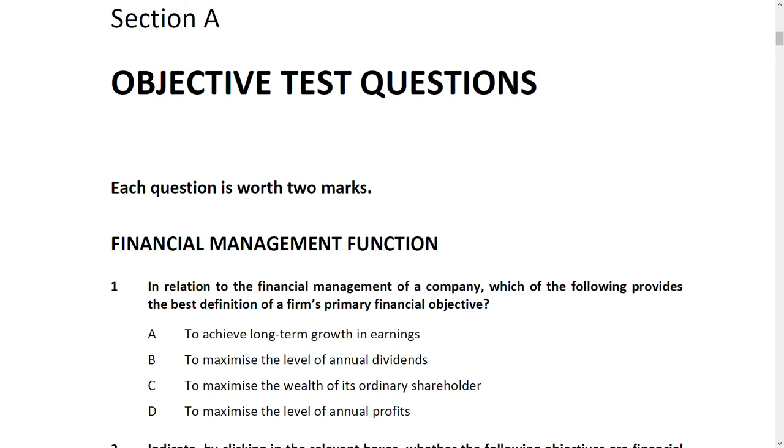A question can come where you have to pick one answer, right? And since we have not yet covered what the function of financial management is, but some of you know what the answer is. The right answer is C, maximize the wealth of ordinary shareholders. Others are also there, but they are not primary, they are secondary. Primary is maximization of shareholders' wealth. That is the primary definition.